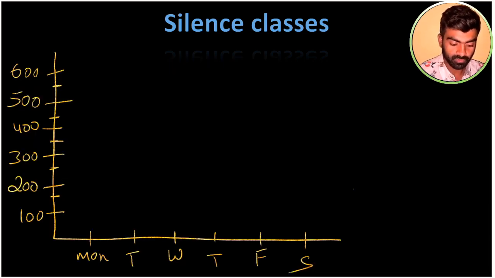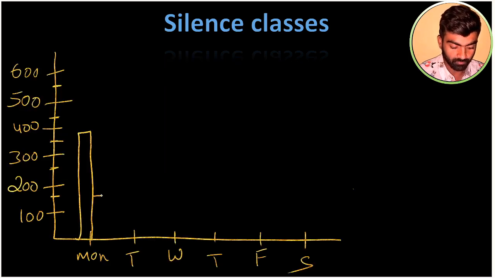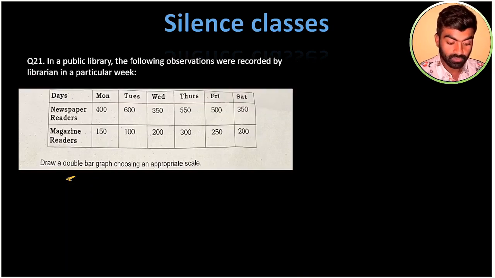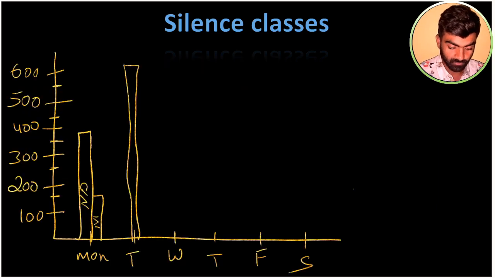Newspaper on Monday 400, means from here I have to go towards 400 like this. I will draw it like this. And on Monday magazine is 150, so from here I will draw like this. I will write newspaper as P and magazine as M. Now on Tuesday 600 and 100. 600 means we have to start from here, 600. And 100 means over here like this.